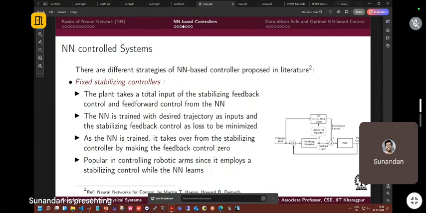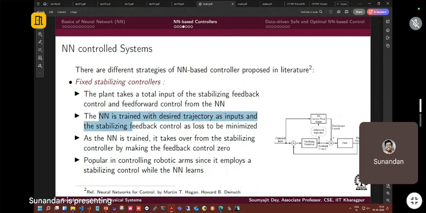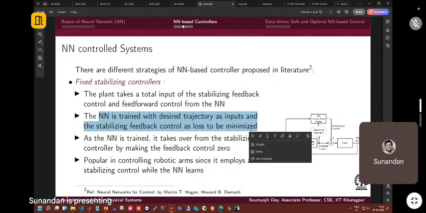There are a few examples of such controllers. Fixed stabilizing controllers, how do they look? They use something called an inverse plant model. So what is an inverse plant model? Basically it is learning how the plant is working. The NN is trained with the desired trajectory as inputs and the stabilizing feedback control as the loss to be minimized.